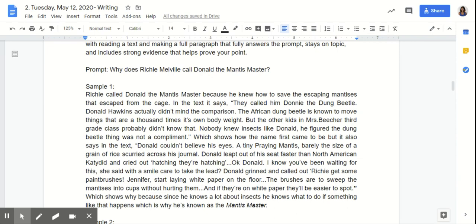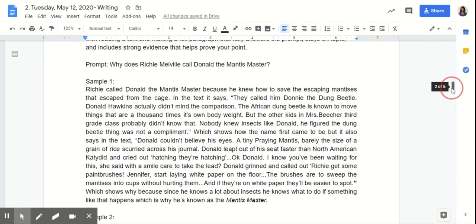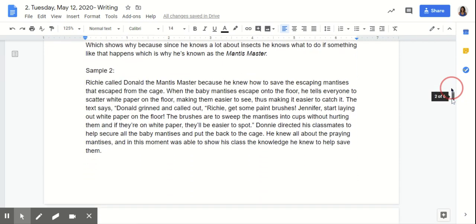Which shows why, because since he knows a lot about insects, he knows what to do if something like that happens, which is why he's known as the mantis master. Okay, let's get into sample two and figure out why sample two is stronger than sample one. Richie called Donald the Mantis Master because he knew how to save the escaping mantises that escaped from the cage. So realize they both have the same thesis sentence in the beginning of their paragraph. Okay, so they're trying to prove the same point.